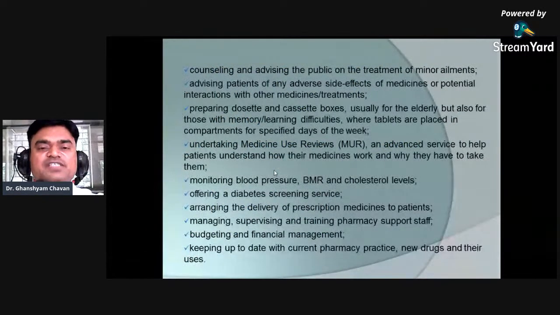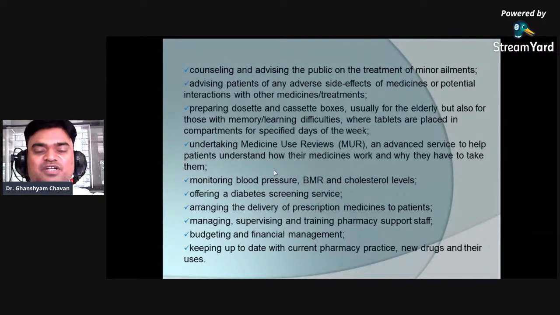Counseling and advising the public on treatment of minor ailments. For small things we should be concerned with the people, and we should teach them. Advising patients of any adverse side effects of medicines or potential interactions with other medicines and treatments. If any adverse effects may occur or are going to occur, we should discuss with the patients and teach them. Preparing dosette and cassette boxes, usually for the elderly, but also for those with memory or learning difficulties.